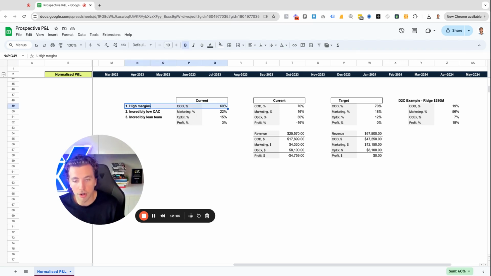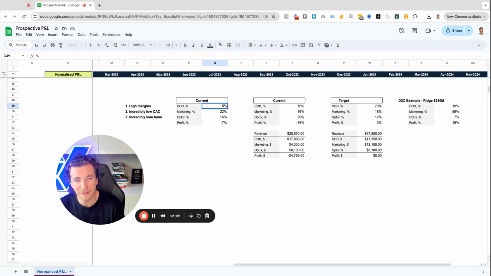There's a lot of different things that you can do here, but you are going to be constrained probably within a 15% movement of your current cost of delivery. So if your cost of delivery is currently 70%, there is no way you're getting it down to 20. There is just no way. The vertical that you're in does not allow it.